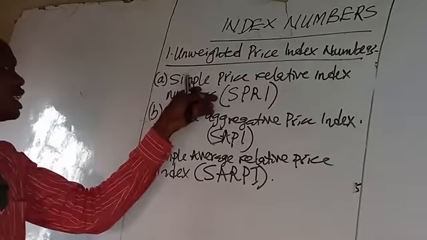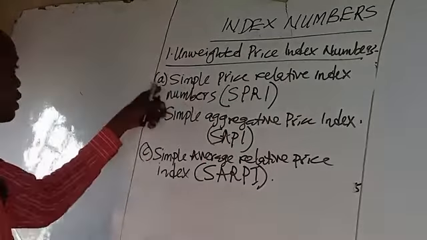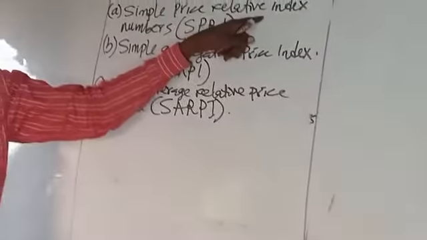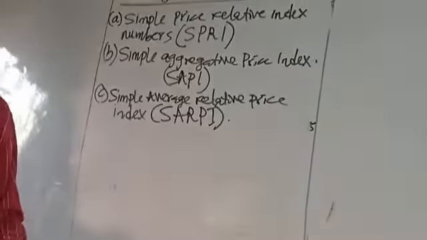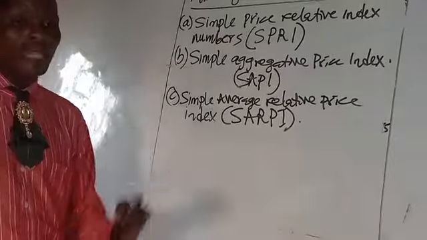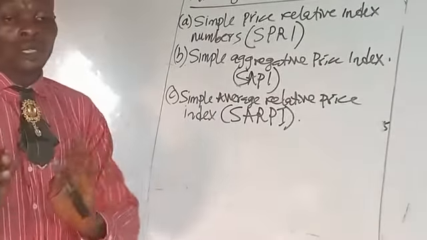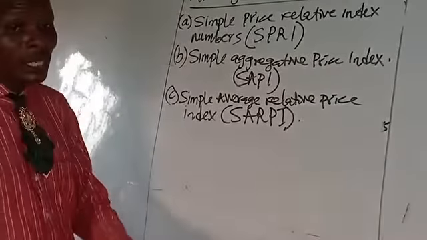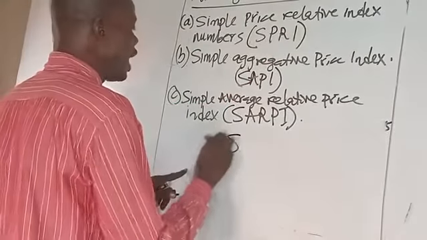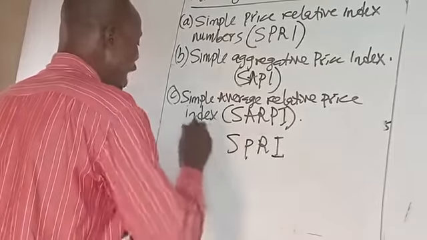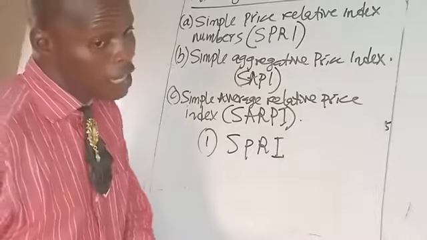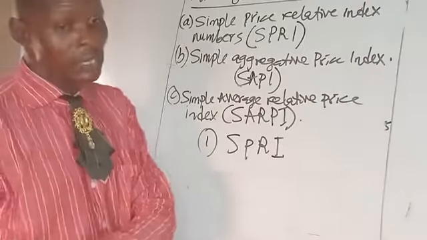So we want to start with simple price relative index. We are starting with the first one. Simple price relative index is the ratio of the price of a commodity in the current year to the price of the same commodity in the base year.